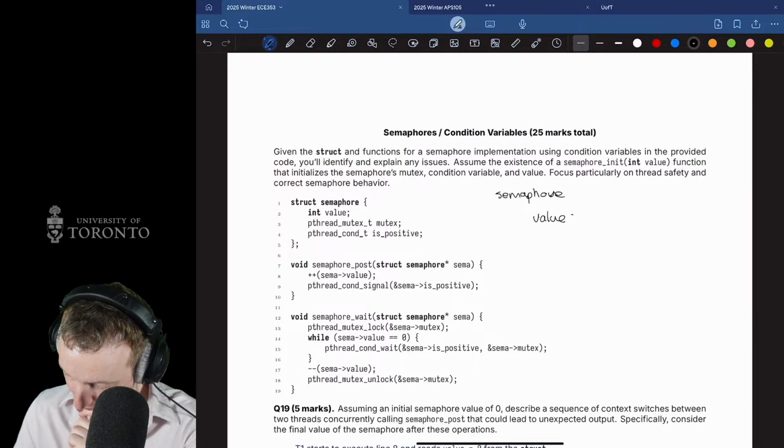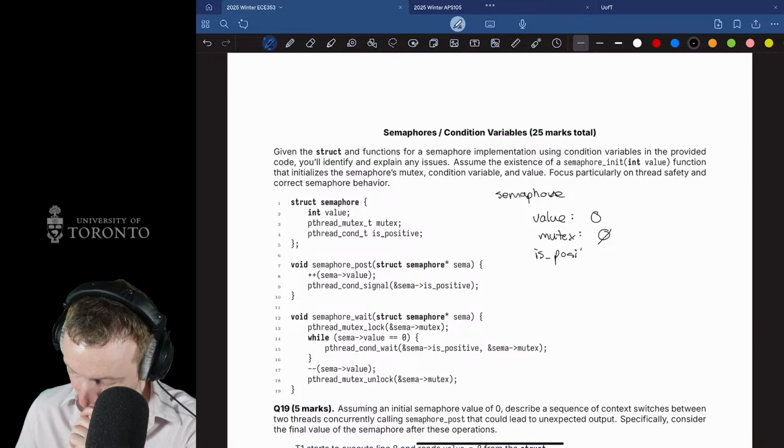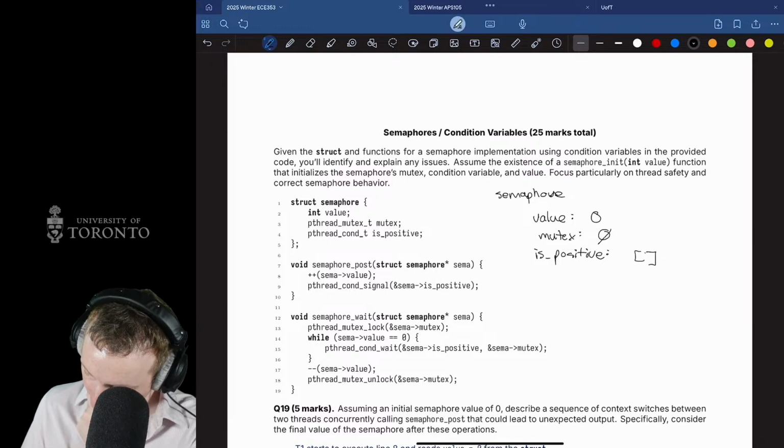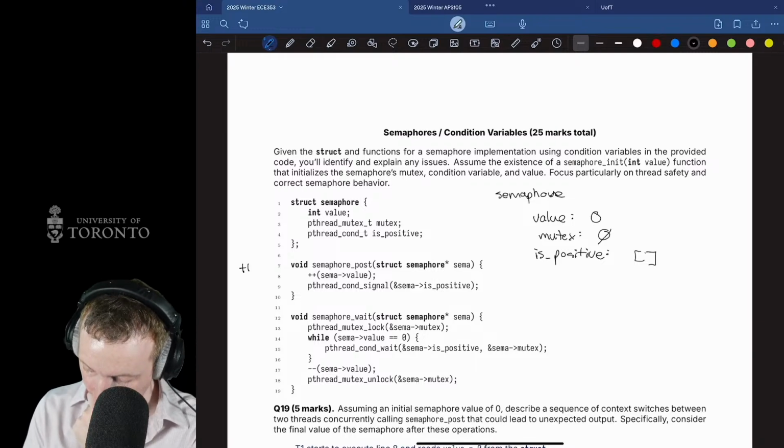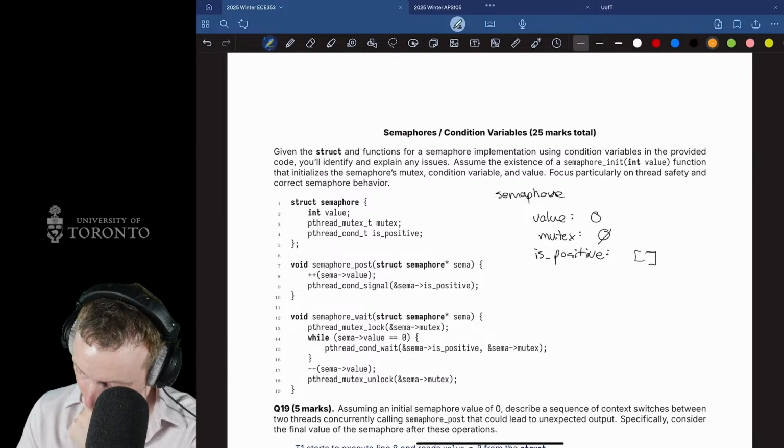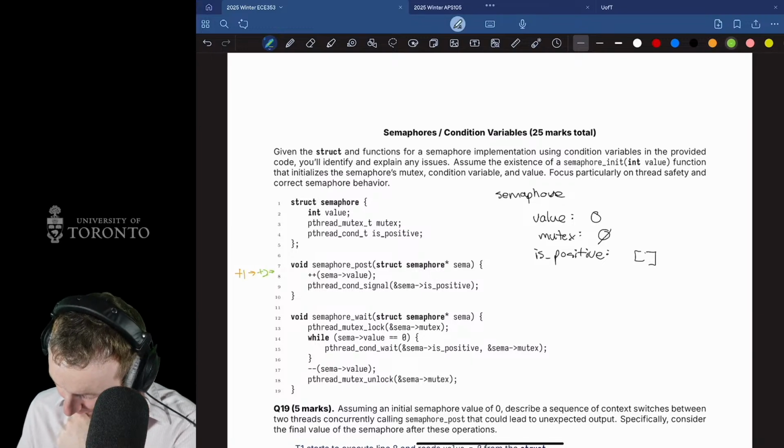Its value is 0. The mutex is currently unlocked by any threads, and the condition variable, which I like to just think about as a queue, is currently empty. So it says, describe a sequence of context switches between two threads concurrently running sem post. So we have thread 1 here. Let's give them different colors just for fun. We have set up thread 1 to execute this function and thread 2 to execute this function.